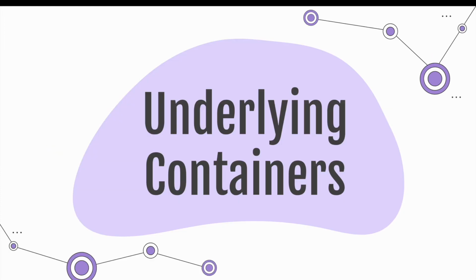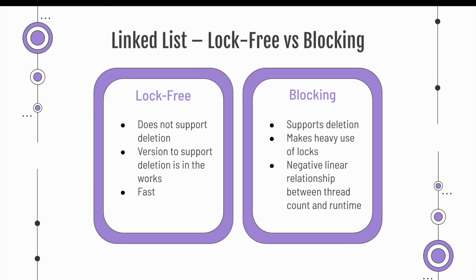Now that we've gone over the hash map, let's check out the containers that drive it. We focused on linked lists for their simplicity and relevancy to class discussion. Specifically, we focused on 2 implementations, lock-free and blocking. Our lock-free implementation does not currently support deletion, for reasons we will cover shortly. A deletion-aware version is in the works. Most importantly, this implementation is very fast.